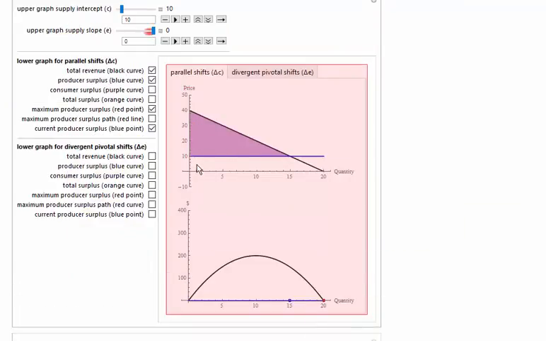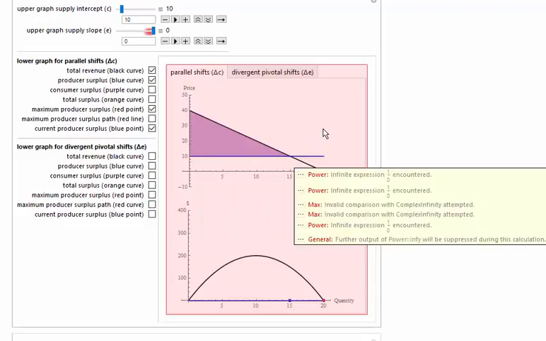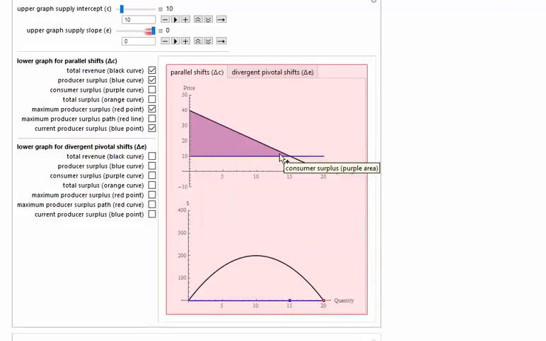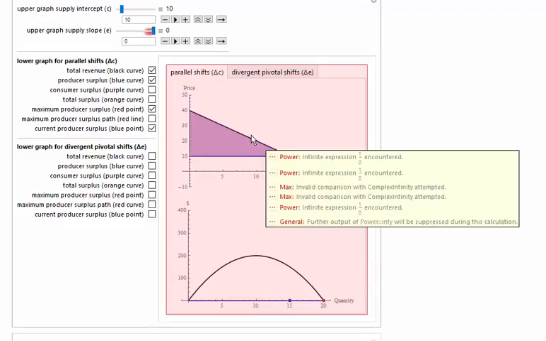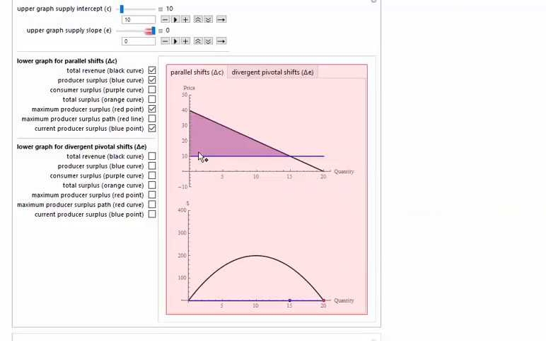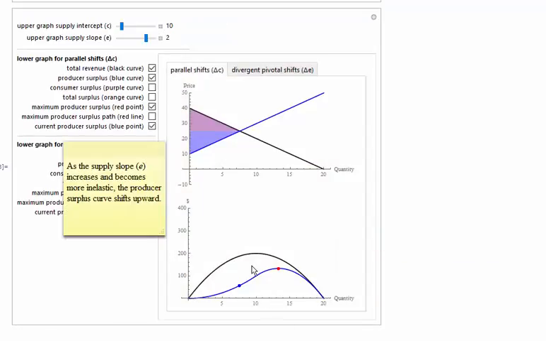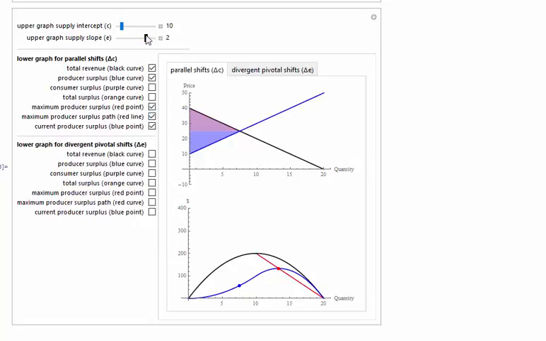But as the intercept starts coming down, there's never going to be any producer surplus, but we can move down along here as the intercept moves down. As the supply slope increases and it becomes more inelastic, the producer surplus curve will shift upwards. In fact, let's click on this case on our red line and make our E a little bit higher.